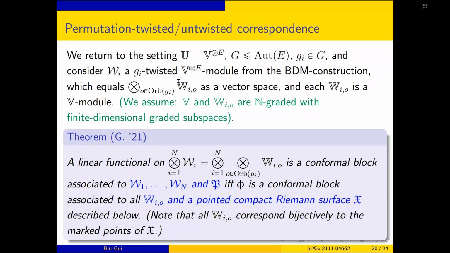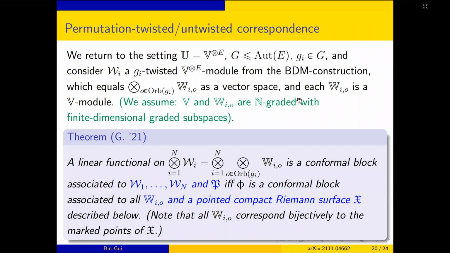For each GI orbit, I choose a V module, and on this vector space, I can have a twisted vertex operator, and this twisted vertex operator, when you tensor together, you get a twisted vertex operator on the whole tensor product space. Roughly speaking, the key point is that each orbit corresponds to each V module, and all these V modules tensor together has a structure of GI twisted V tensor E module. So this is our recall of the key points of the Barrington-Mason construction.